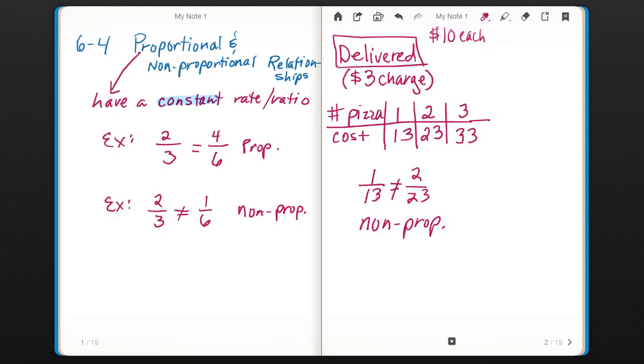Let's say, though, in a different situation, let's say you decide your dad's going to be on his way home from work, and so he's just going to pick up the pizzas. Okay, so we're going to do carry out. So let's compare that.